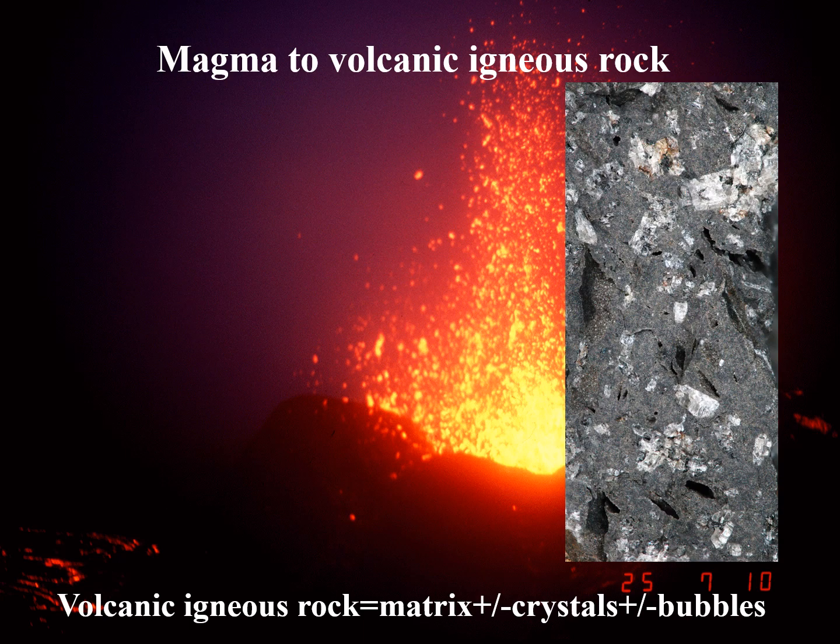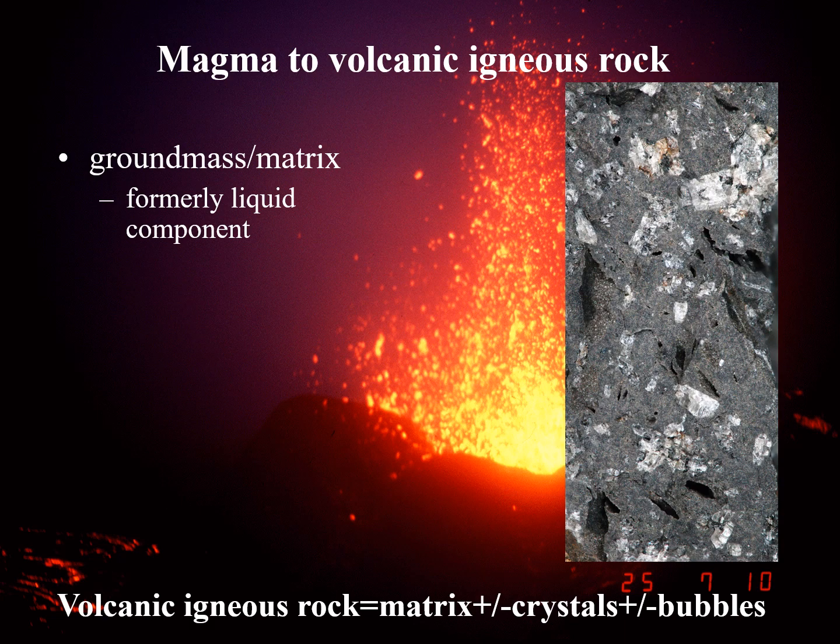So to get magma to a volcanic igneous rock, it has to erupt onto the surface and cool very quickly. But it might have been cooling slowly before it erupted, so there might be larger crystals. So a way to break that down is, the stuff that cools very, very quickly doesn't have time to grow any large crystals, so it's a finer grained igneous rock.